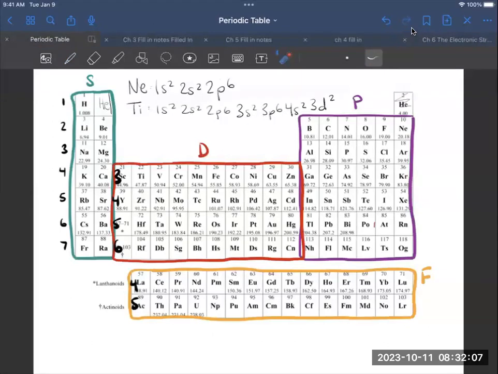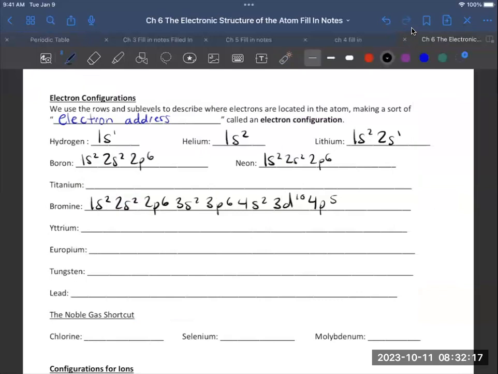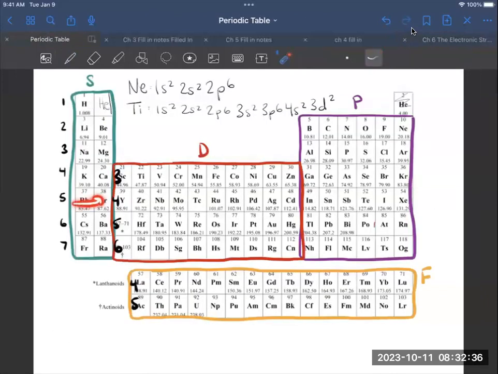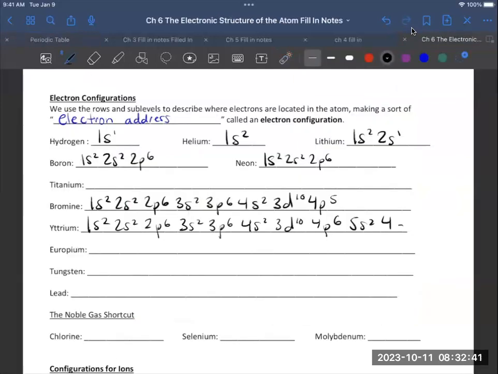If you're feeling confident, go ahead and pause and try yttrium. If you did yttrium correctly, you should have 1s2, 2s2, 2p6, 3s2, 3p6, 4s2, 3d10, 4p6, 5s2, and then after 5s2, we go through 4d1. Okay, I think you guys are getting it.